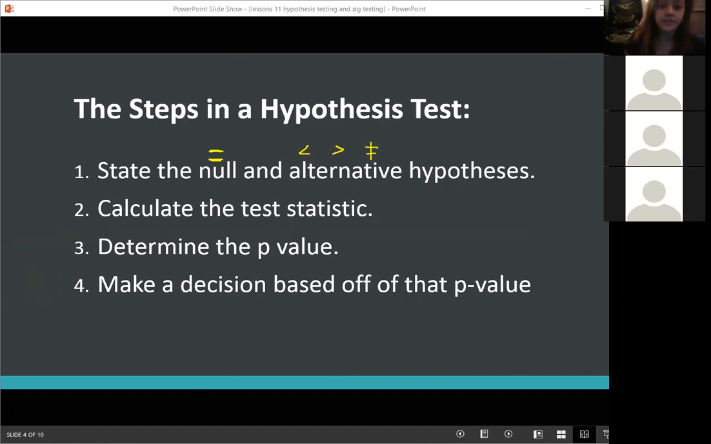The p-value definition, you'll see a bunch of times, is the likelihood of getting our test statistic or one more extreme than that. And when I took statistics, I thought this was a very confusing concept.